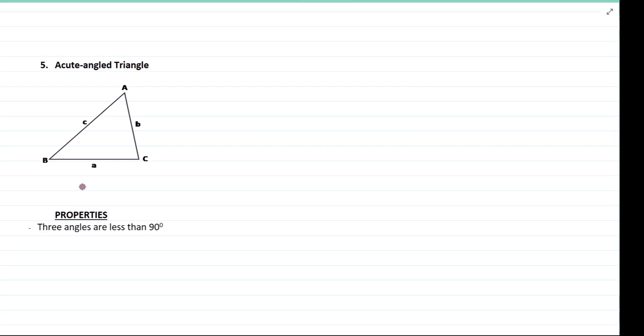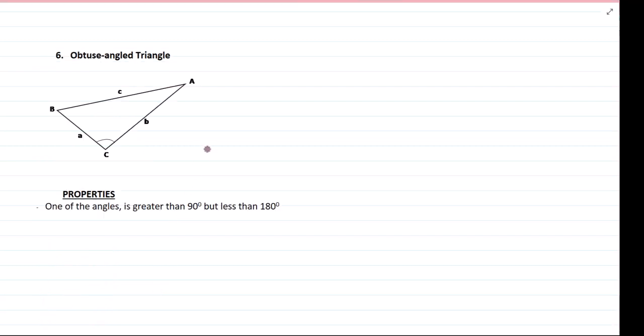Then for the acute angle triangle, three angles are less than 90. Okay, so all the angles here, angle B, angle A, and angle C, are all less than 90. So we can say angle A is less than 90 degrees, angle B is less than 90 degrees, and angle C is less than 90 degrees. All of the angles in an acute angle triangle are less than 90 degrees.